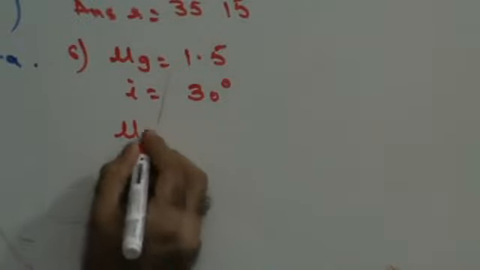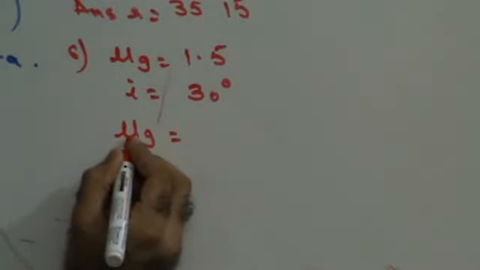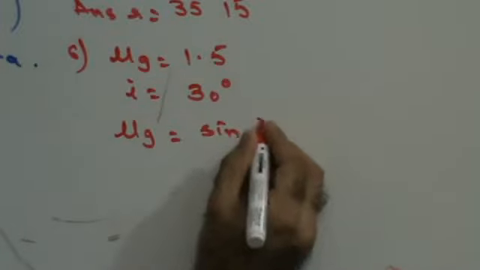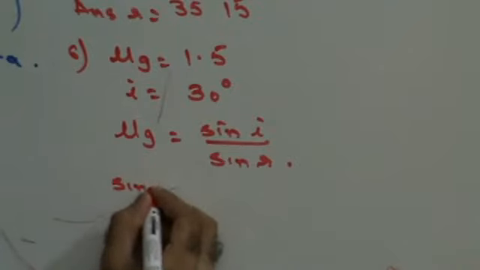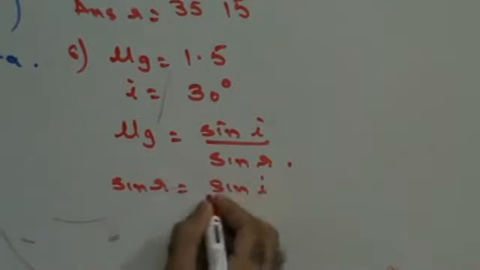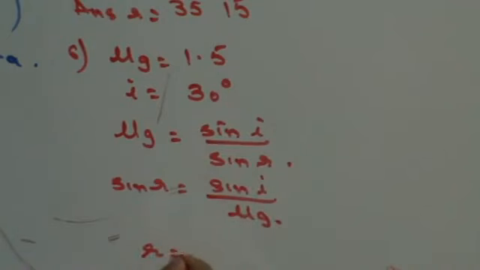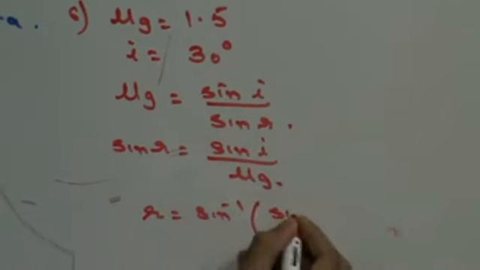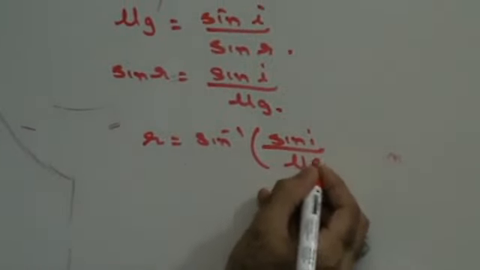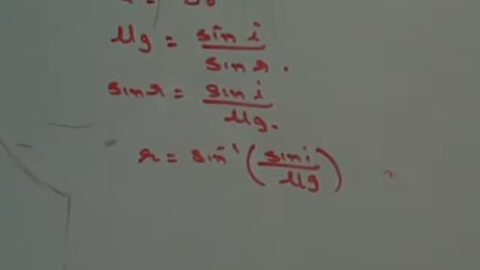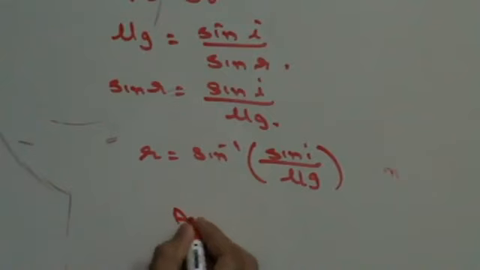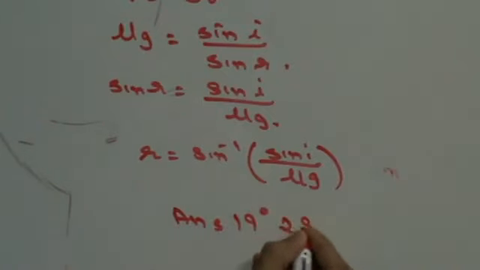I can use Snell's law. Refractive index is equal to sin I upon sin R. You know I, you know refractive index. You should be able to get sin R. Sin R is sin I upon refractive index in glass. So R is sin inverse of sin I upon refractive index in glass. You should get this answer as 19 degrees 28 minutes. Fine, do we get this in here? Next, take on next one please.